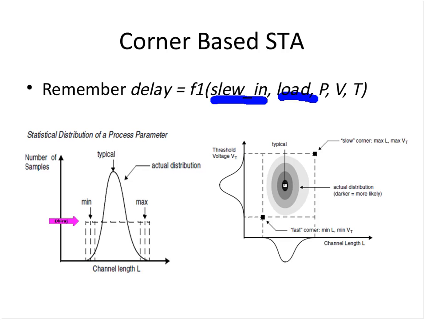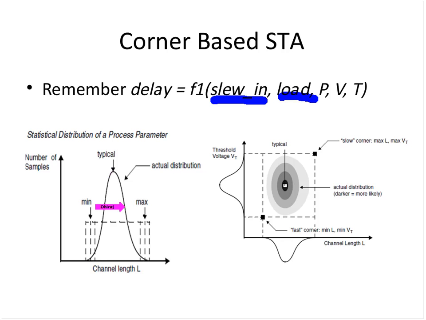A Gaussian curve is centered around a typical value, in this case it will be 65 nanometer. There will be a lot of devices which show channel length which is less than 65. There will be devices which show channel length greater than 65. So the distribution looks like this. So this is x-axis channel length, y-axis is number of samples.